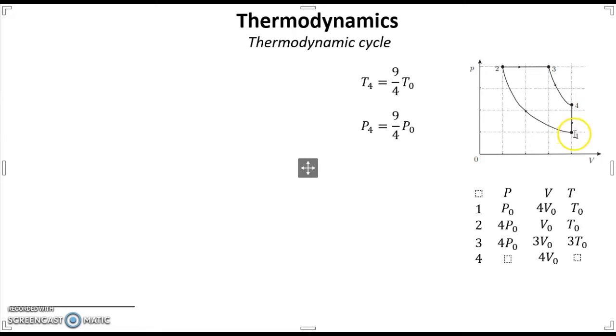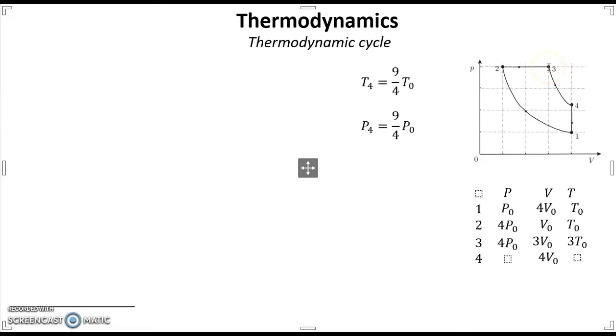So the process from 1 to 2 is an isothermal process, and during this process the internal energy of the gas is not changing, but the gas is doing negative work. So it means that here we have Q out. During process 2 to 3 we have isobaric heating, so the gas is doing work, and also the temperature is increasing. So during this process we have Q in.